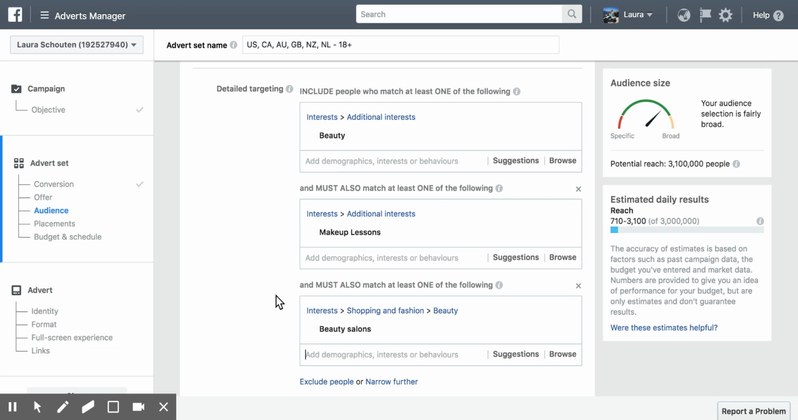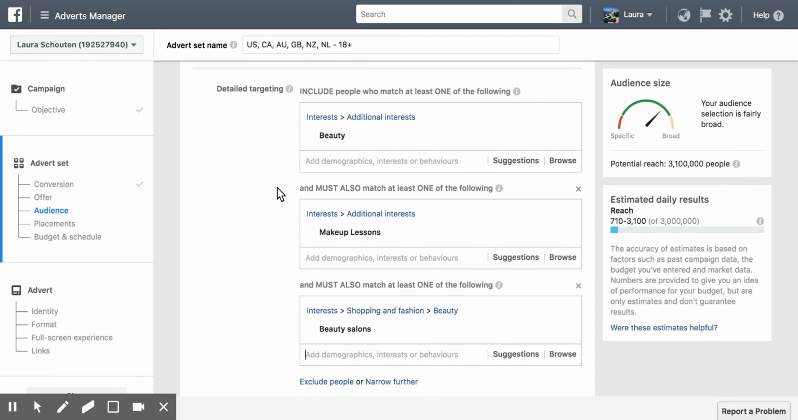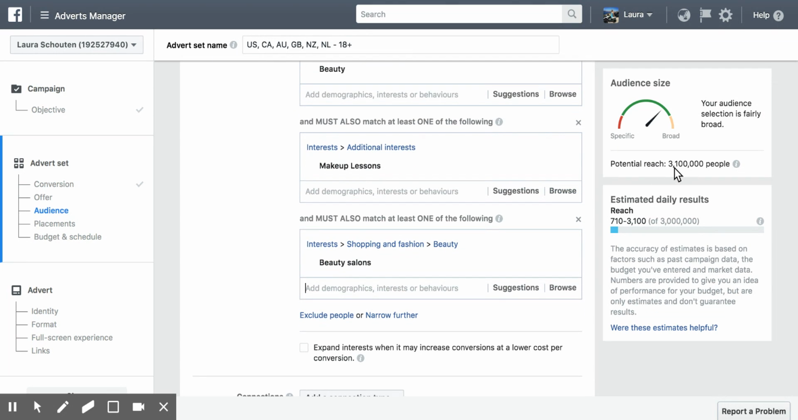So once again, I can't guarantee you this targeting would work perfect if you're going to sell in the beauty niche, but I've sold to some of these interests before, and I can tell you they work, especially this one. When you have a more seasoned pixel, the broad beauty interest can work very well with basically any beauty product if it sells well. Okay, so now we're down to 3.1 million people.